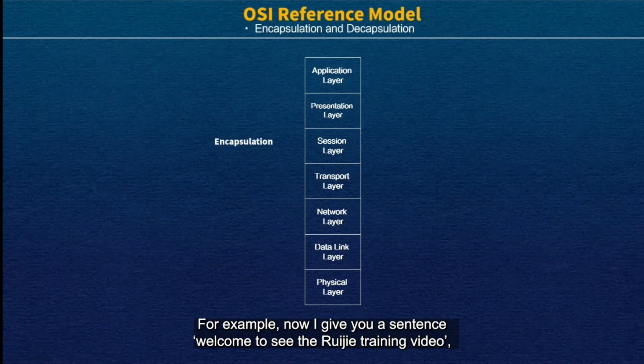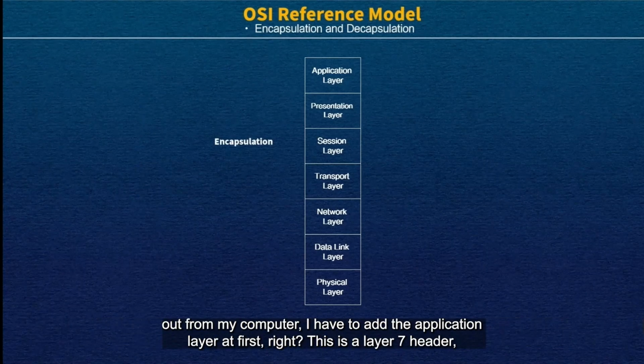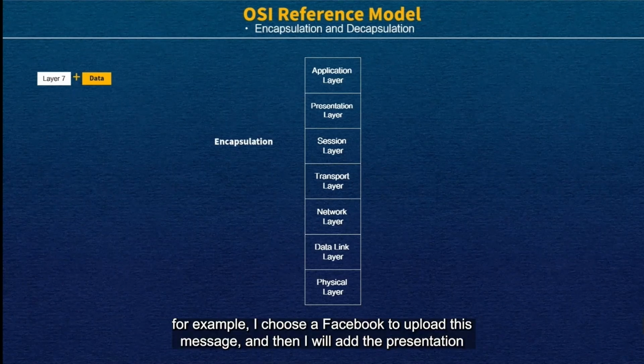For example, now I give you a sentence: Welcome to see the Ruijie training video. I hope everyone can see this message, right? Before this message is sent out from my computer, I have to add the application layer at first, right? This is the layer 7 header. For example, I choose Facebook to update this message.